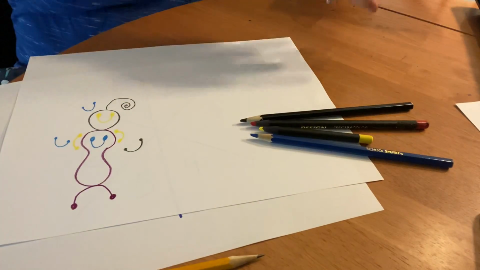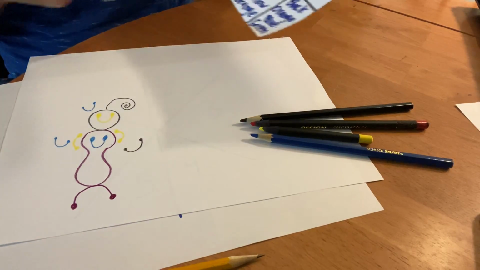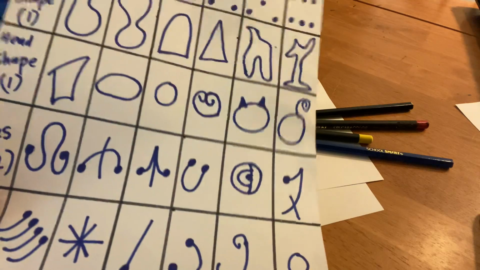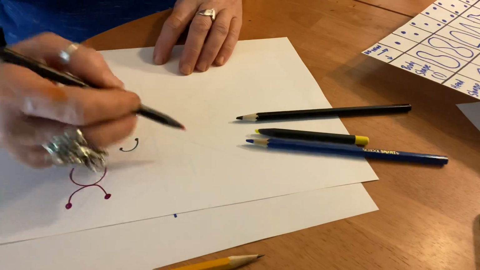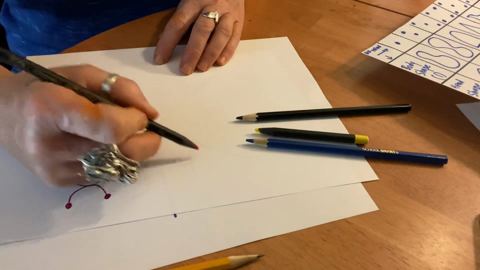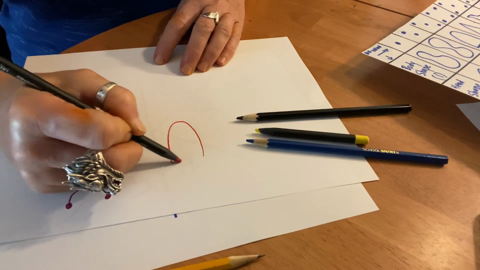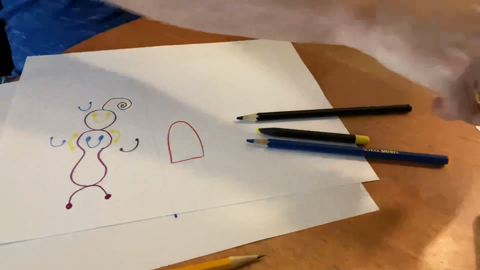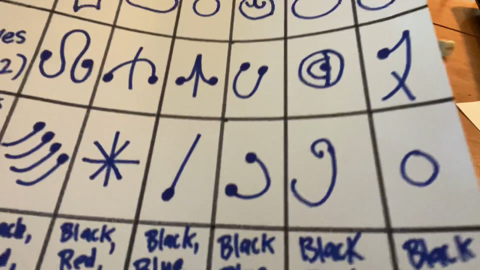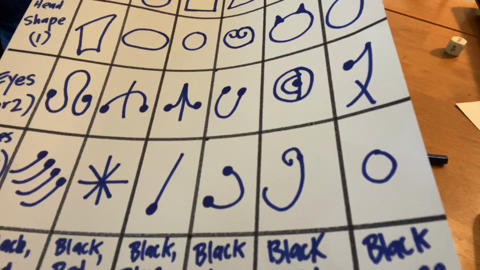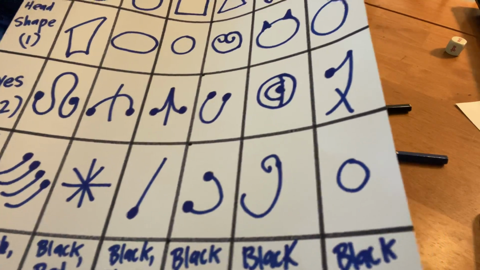All right, let me roll. I'm rolling for my body shape. I just rolled a 3. So I'm going to use this shape right here. I'm going to put this shape right next to this one. Okay, and I'm going to roll for my head shape. My head shape says that I have a 5.